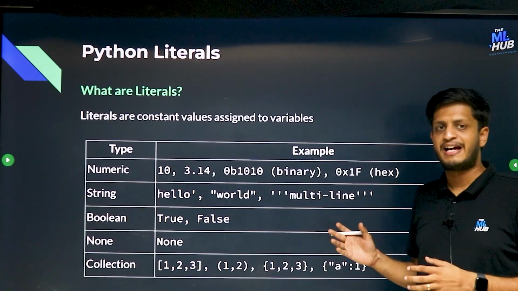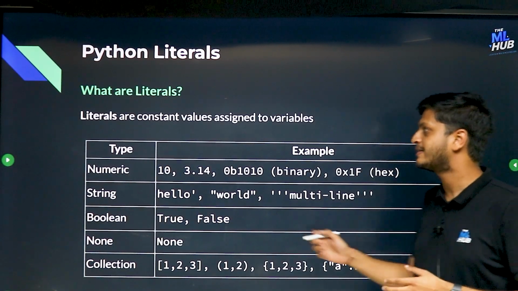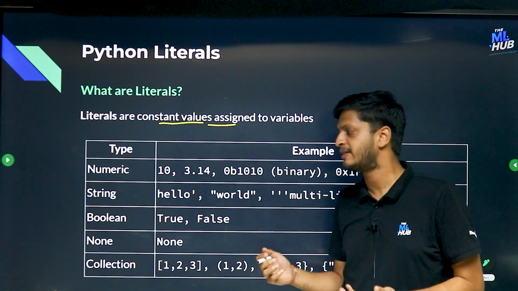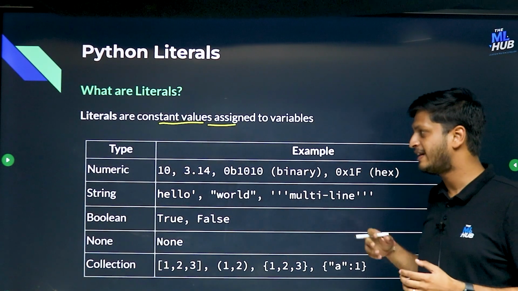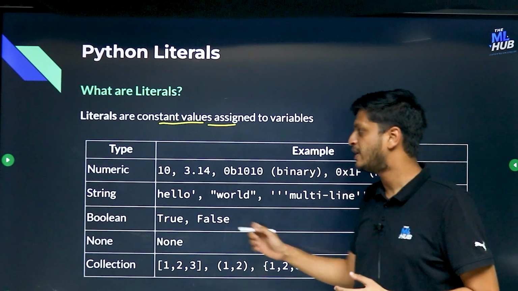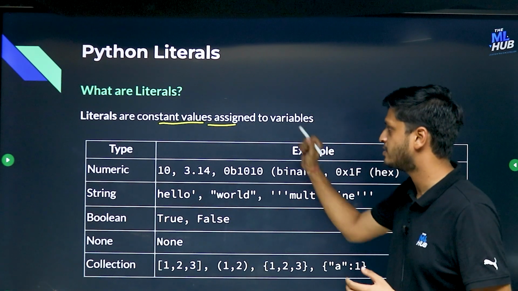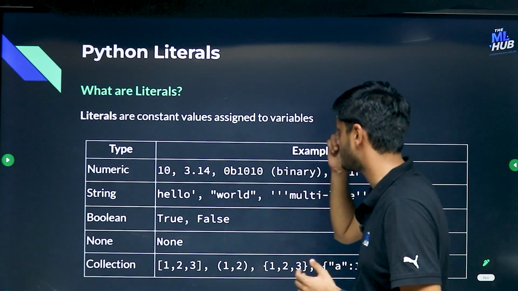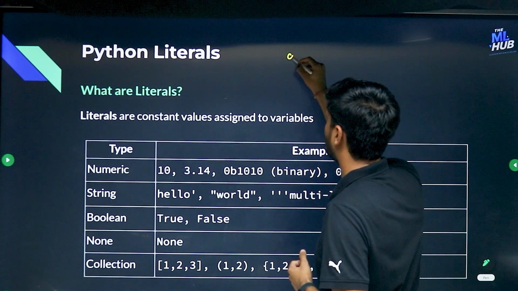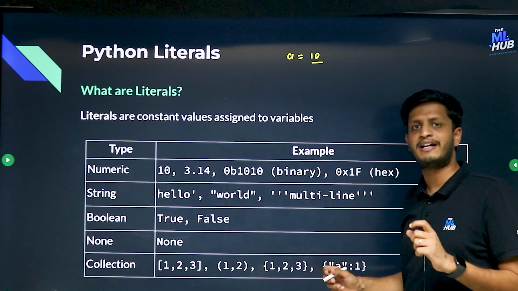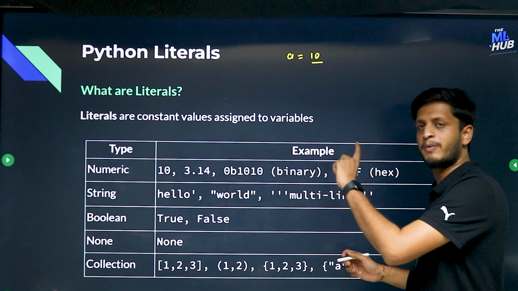Okay, next we have literals. So literals are the constant values that we assign to variables. We can assign different types of values, for example, numeric values: an integer, a floating point number, a binary number. So this is something special. Let's see this. I can assign a value like this, a is equal to 10. So then 10 becomes a constant or a literal, right? So it is a numeric literal.